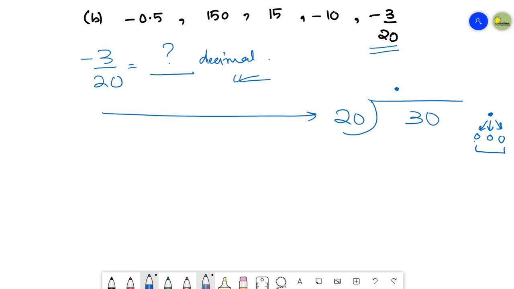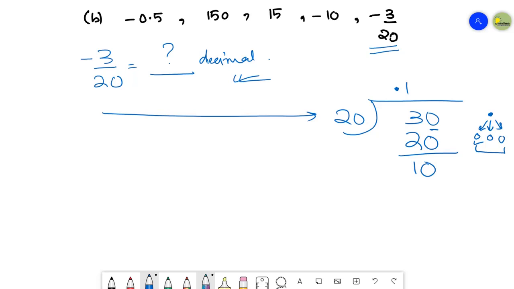So I have used 1 zero like this. I have used a 0 over here. Why? Because 3 was a smaller value, smaller than 20. I cannot divide it directly. So I must have a 0 here. I have used the first 0 by writing this decimal. Now let's divide it. 20 ones are 20, then the remainder is 10, right?